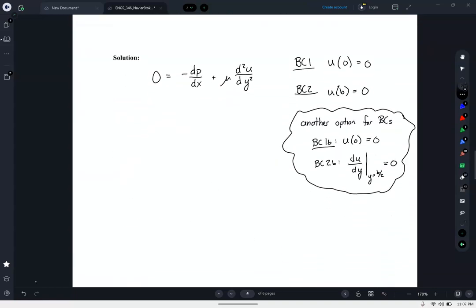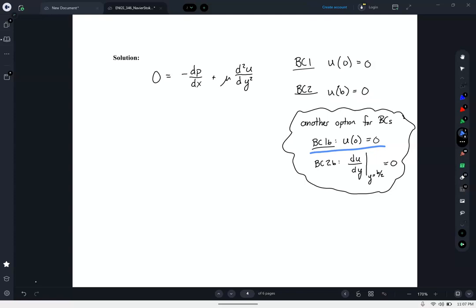So I've rewritten this math problem here. I've also highlighted here another possible option for boundary conditions. Boundary conditions are described at places where we know what the answer is. So we know here the velocity at, say, the bottom wall is 0. We know the velocity at the top wall is 0. That's the boundary condition that we chose up here.